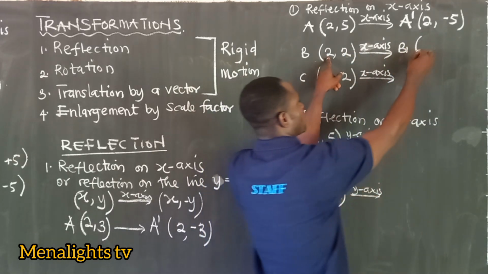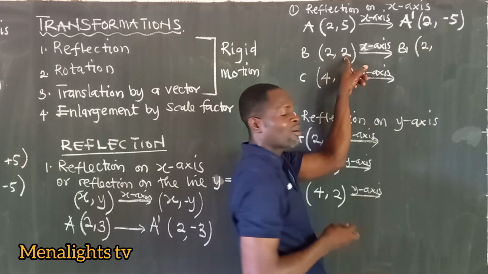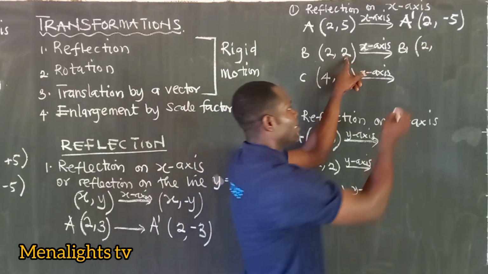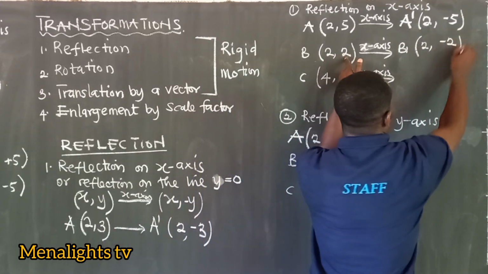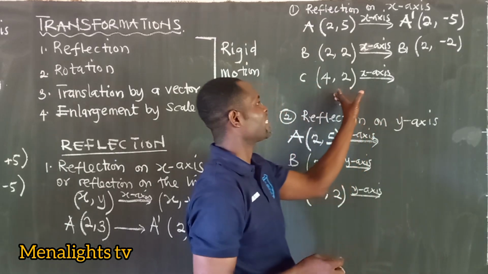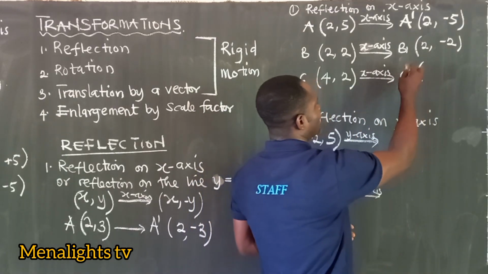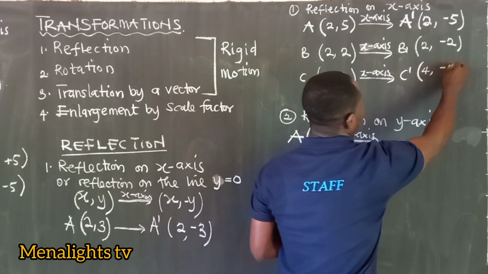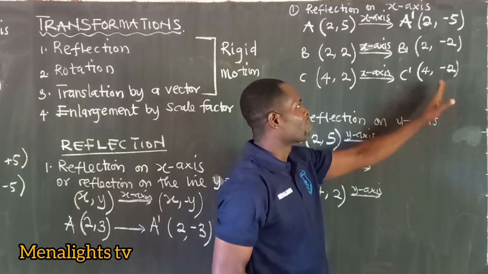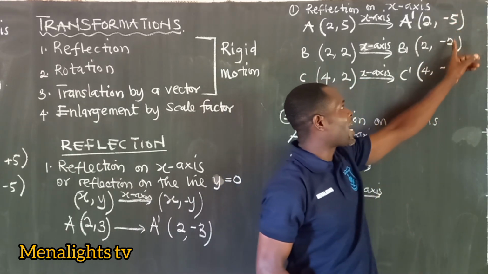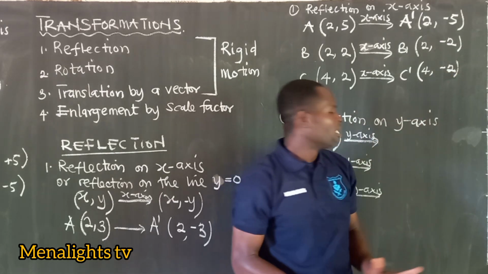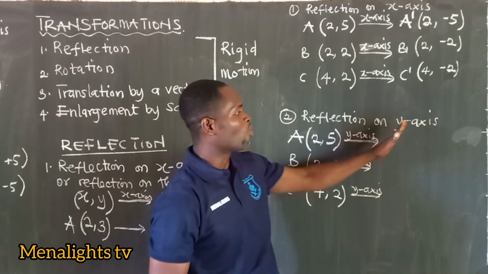Now when you come to the second one, B1, (2, 2), the first one you repeat the same way. The second one, we introduce the negative, and it becomes (2, -2). Now when you come to the point C, you have C1, which is (4, -2), because the y-coordinates are all negated.